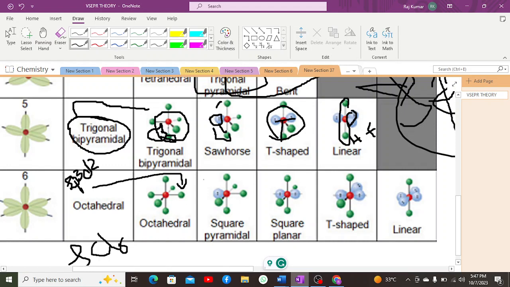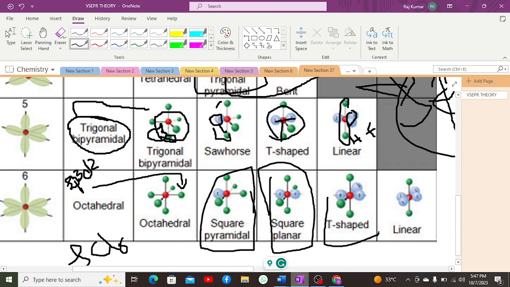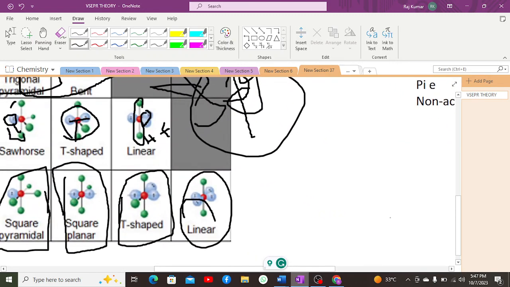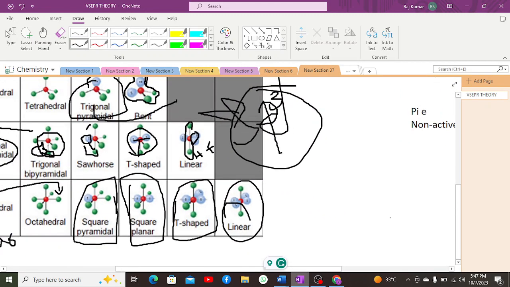In this case, if there is one lone pair, then that would be a square pyramidal structure. The structure is quite complicated, with multiple angles. Similarly, if there are two lone pairs, that would be square planar. If there are three lone pairs, then that would be a T-shaped structure. If there are four lone pairs in octahedral geometry, then there would be a linear structure, because four lone pairs exert a high amount of repulsion, due to which the bond pair becomes linear and a 180-degree angle is formed.